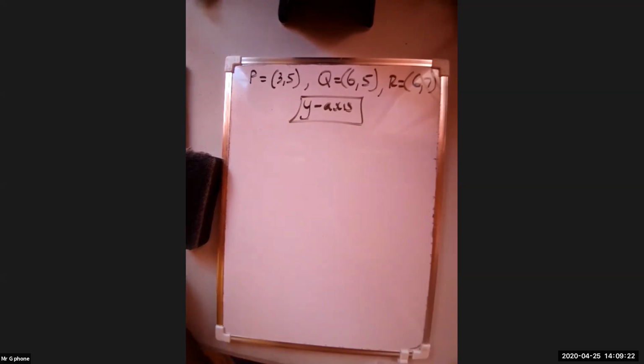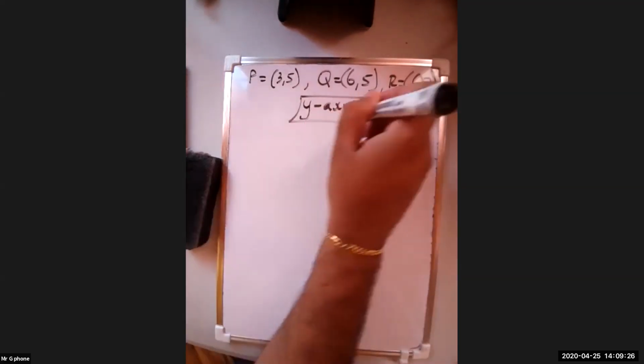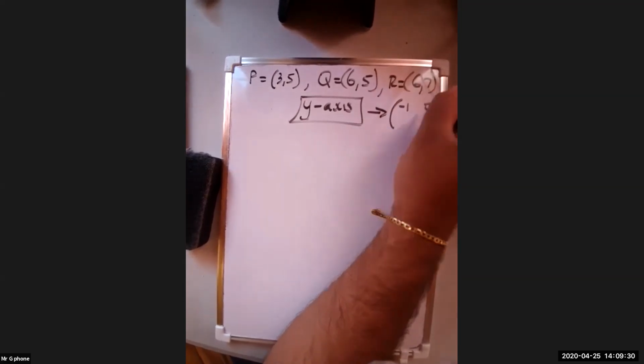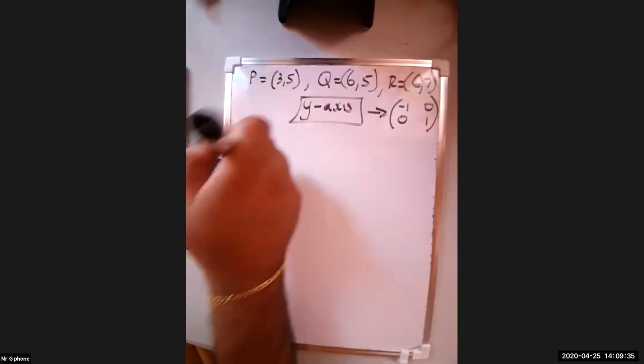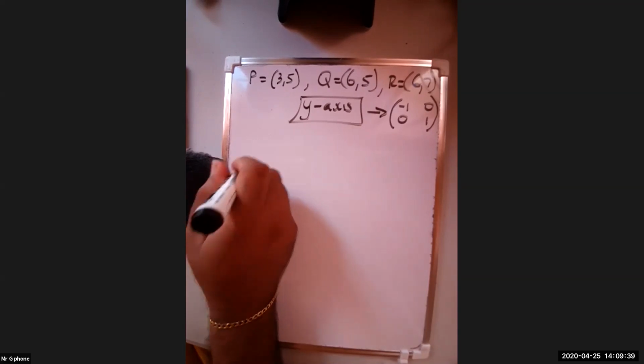Anybody? That's the second one. So that matrix that we are using will be what? [-1, 0; 0, 1]. Correct. So let's find our new points now. So let's start off with P.